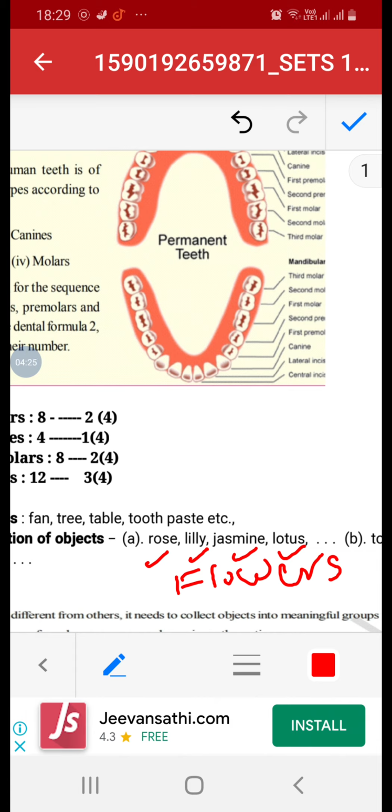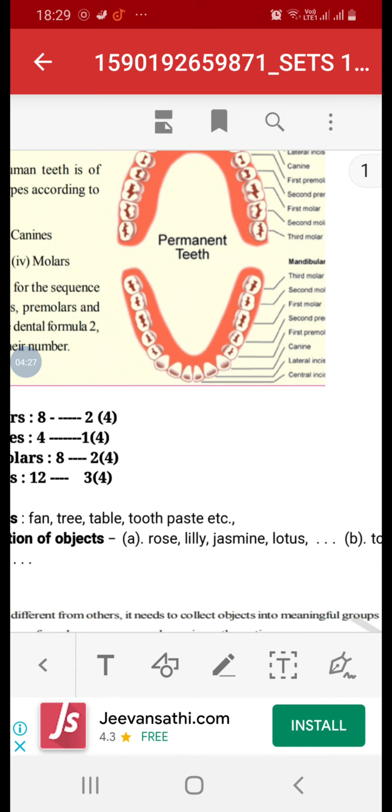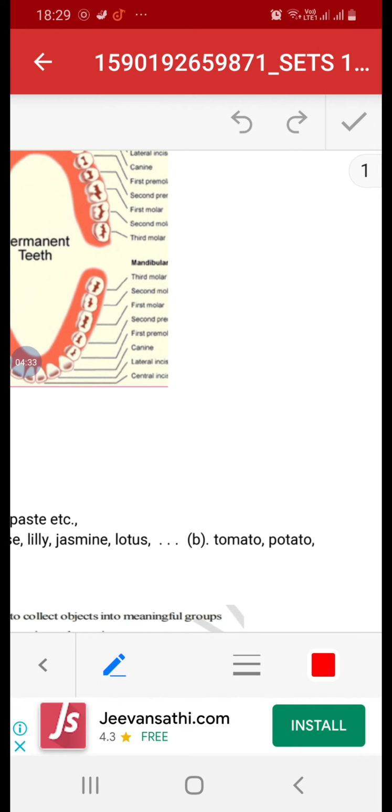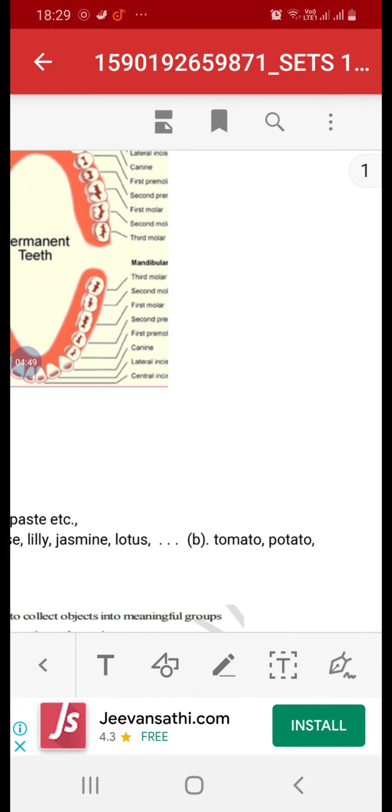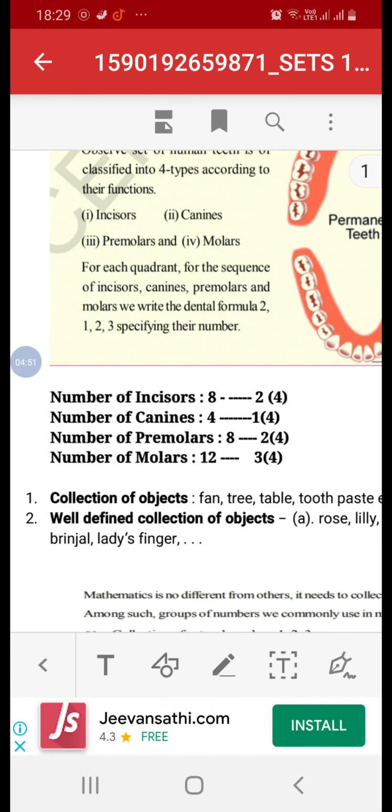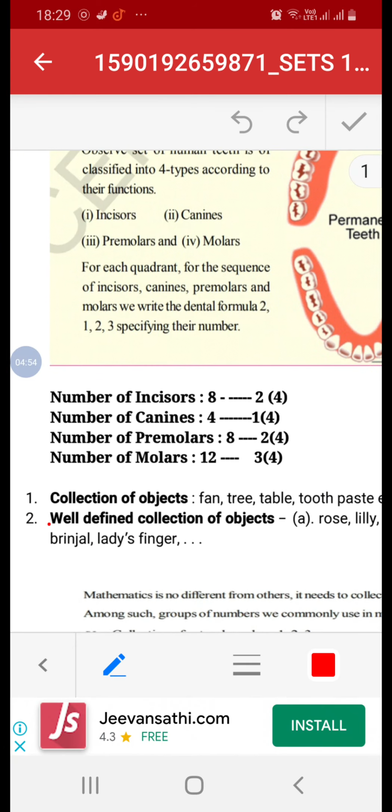Now let's come to the next point. See the second example. Tomato, potato, brinjal, etc. They come under the category of vegetables. Yes or no? So these have a common property that they are vegetables. That's why they are also called a well-defined collection of objects. Whenever you collect a well-defined collection of objects, it is called a set.